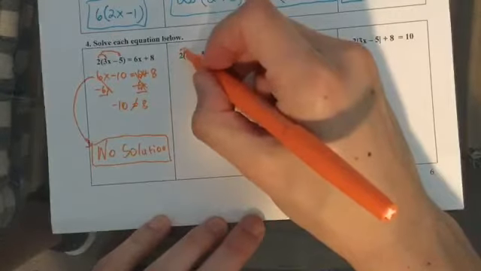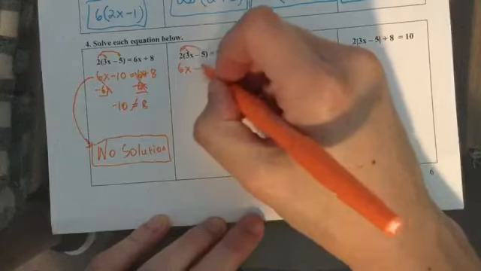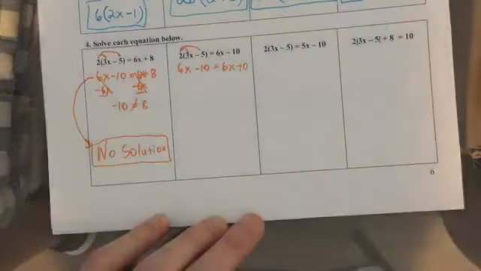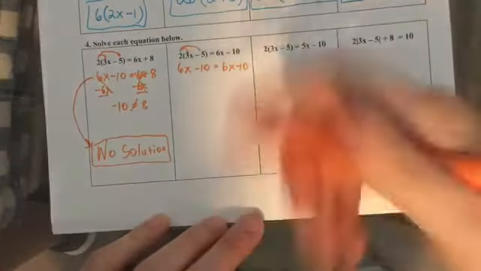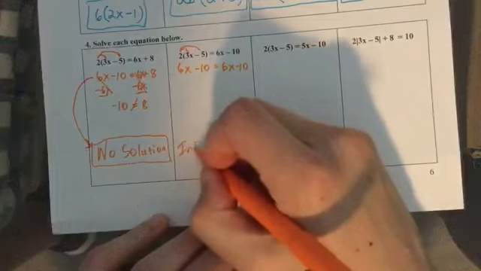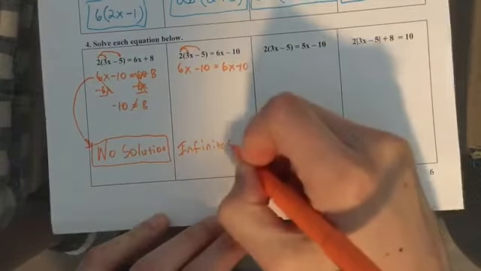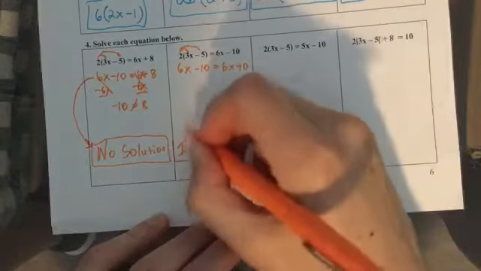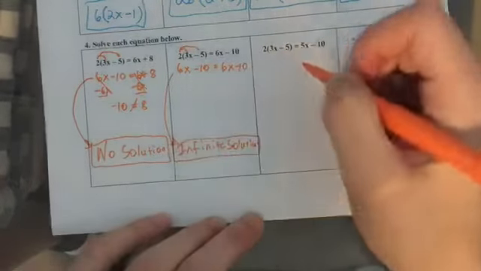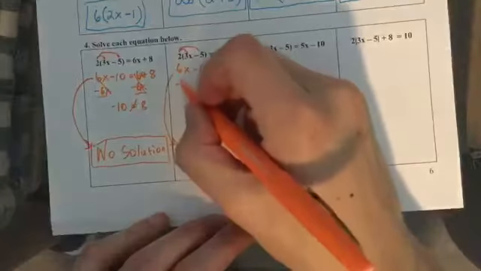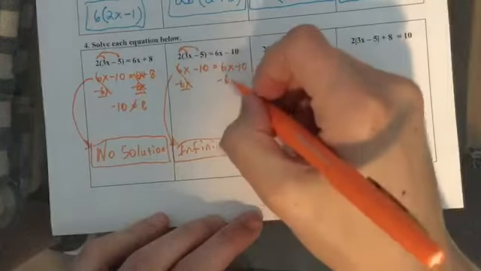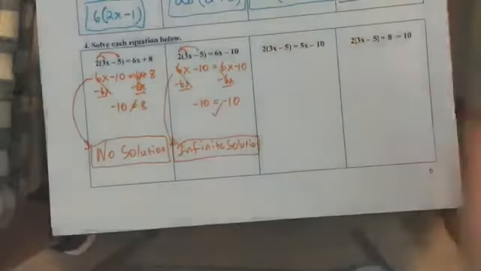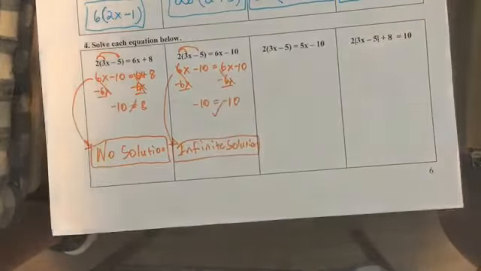Okay, here let's distribute again. Now we have 6x minus 10 equals 6x minus 10. Same variable terms, same constants. That tells us infinite solutions. Okay, and as soon as you notice that, you can jump right to the answer. If you didn't notice that right away as you were solving, you would have wound up with something like this, where you get negative 10 equals 10, and that should have been a clue that it's infinite solutions.